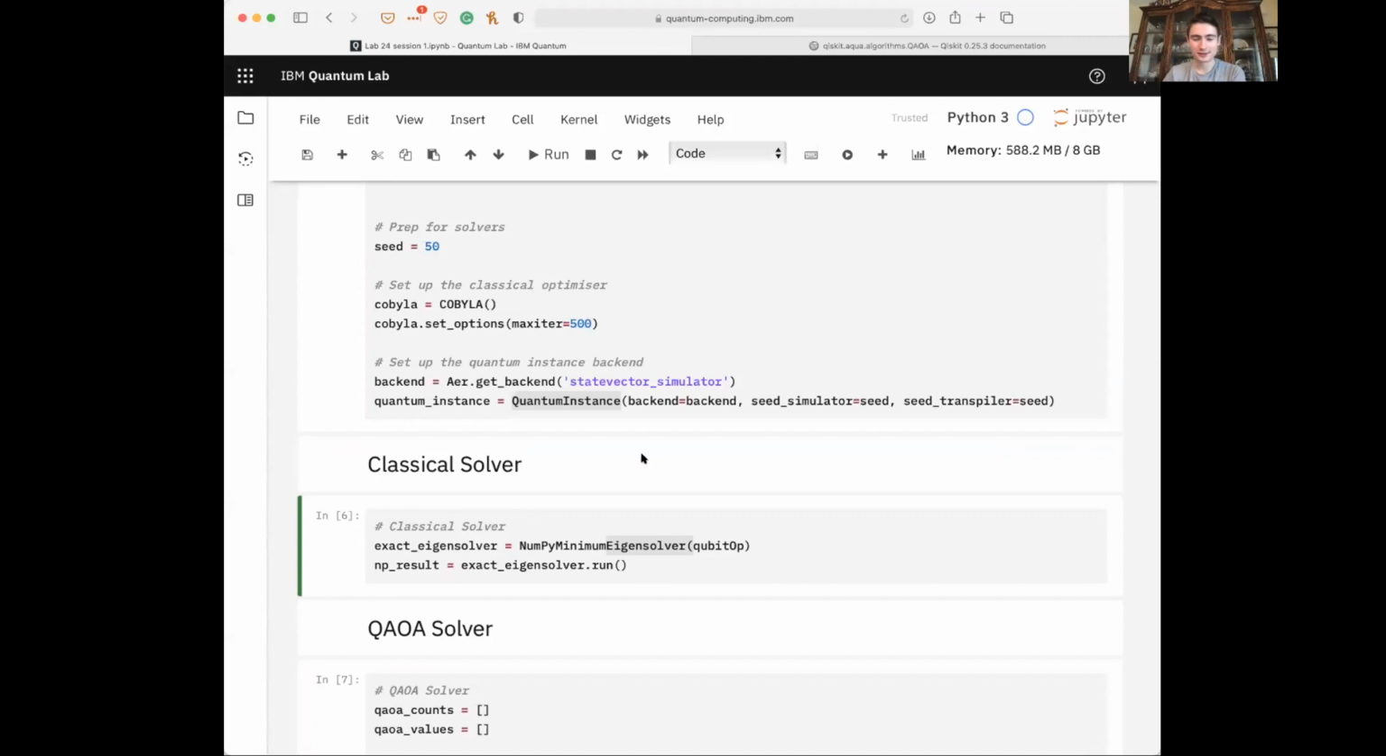Okay, let's go to the code. Yes, absolutely. I'll go ahead and share the results of this post-lab poll if you are interested. And all right, let's hop back to the code for a little bit.